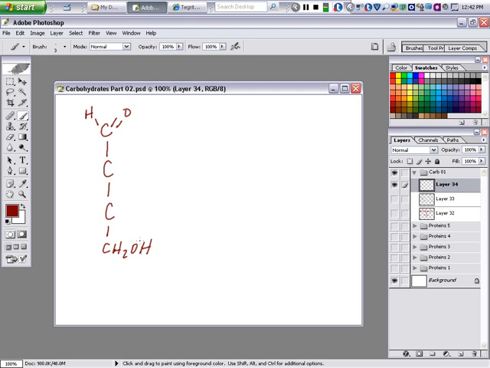Now, we want this aldotetrose, this carbohydrate, to be D. In order for the whole molecule to be a D molecule, there's one requirement that must be met. What is that requirement? There has to be an R where?